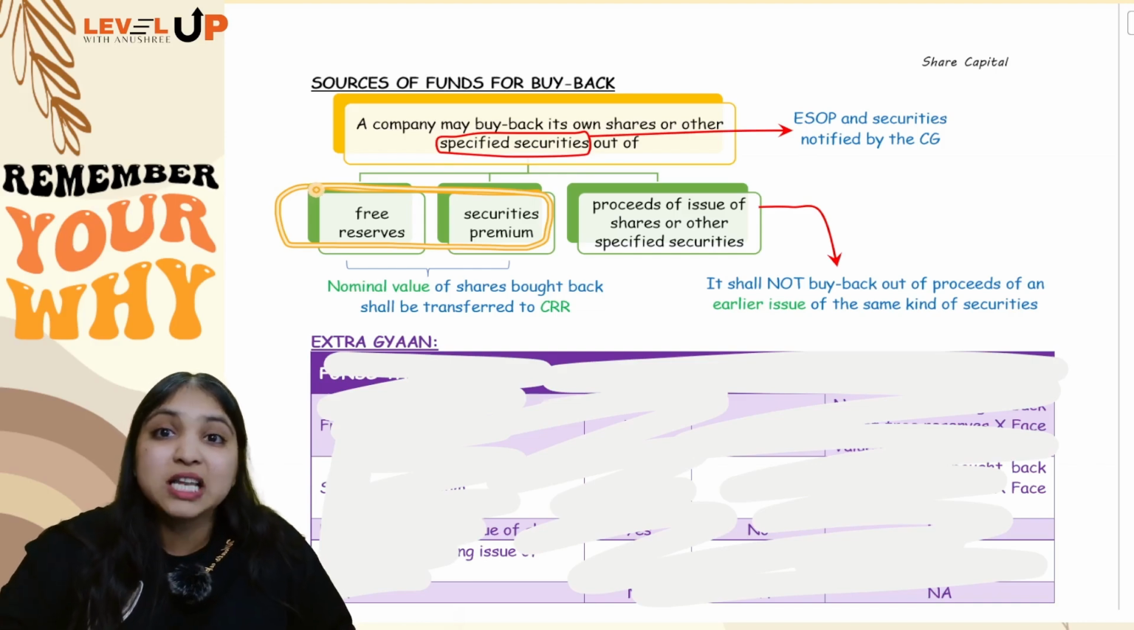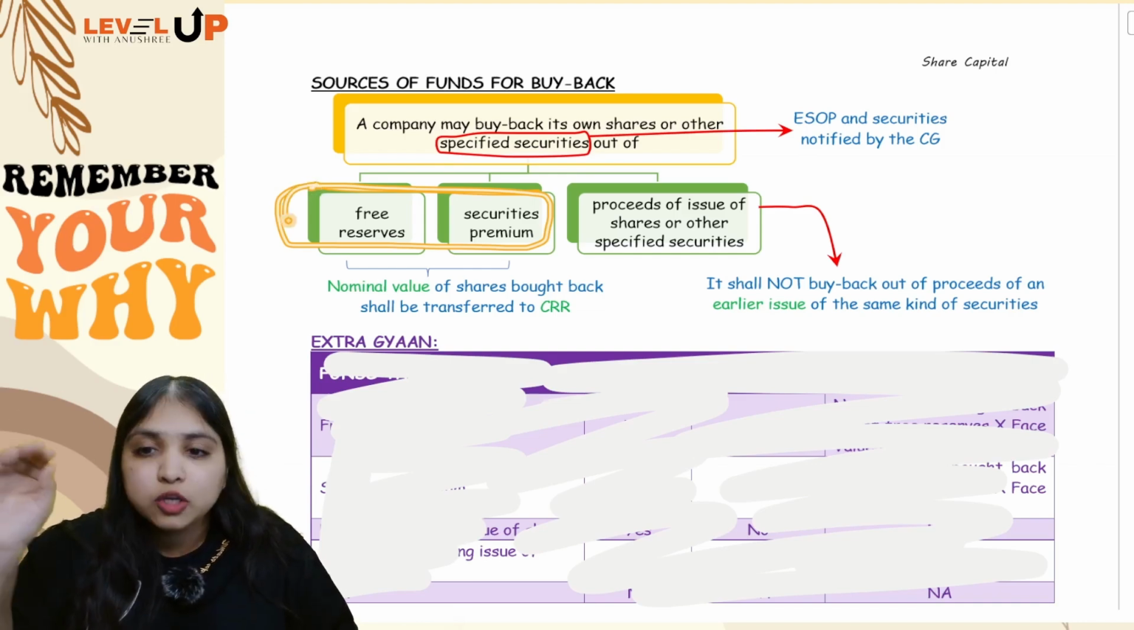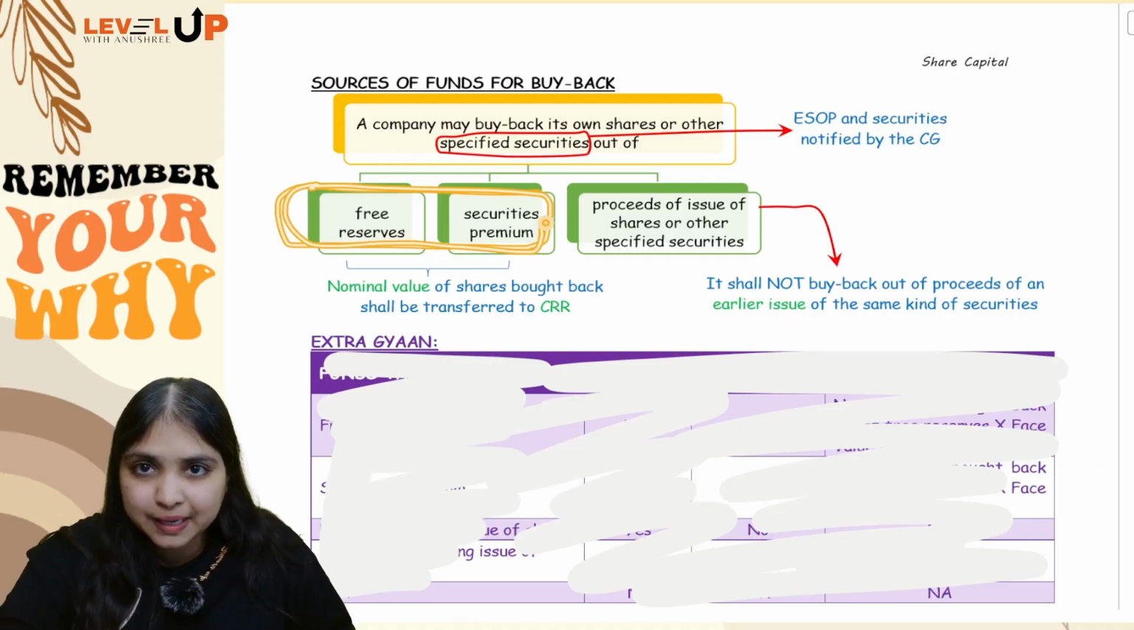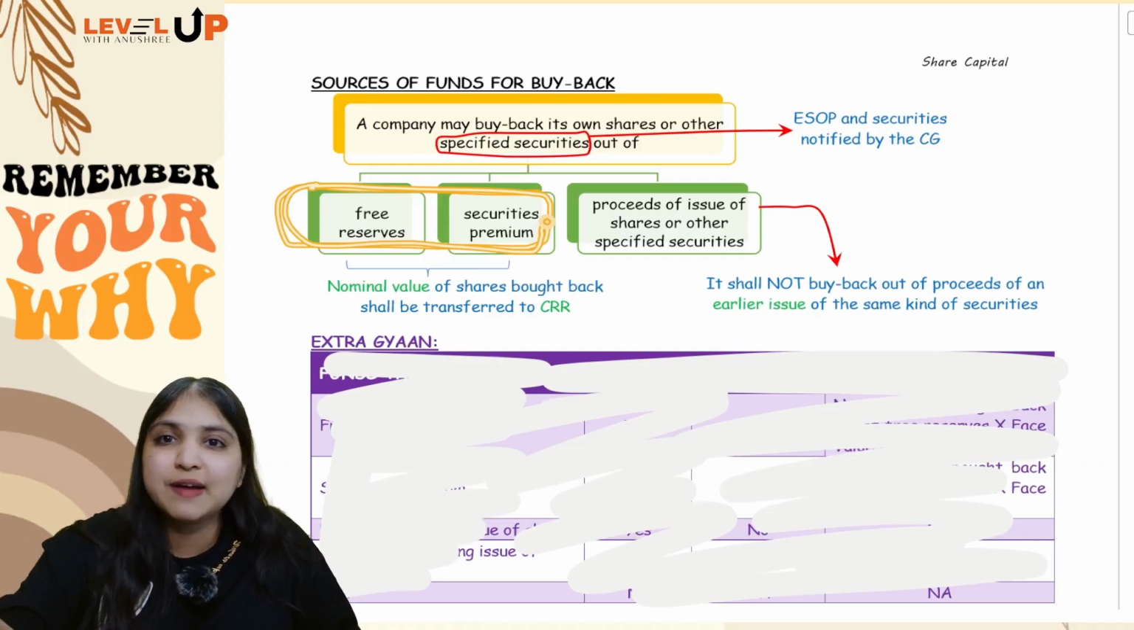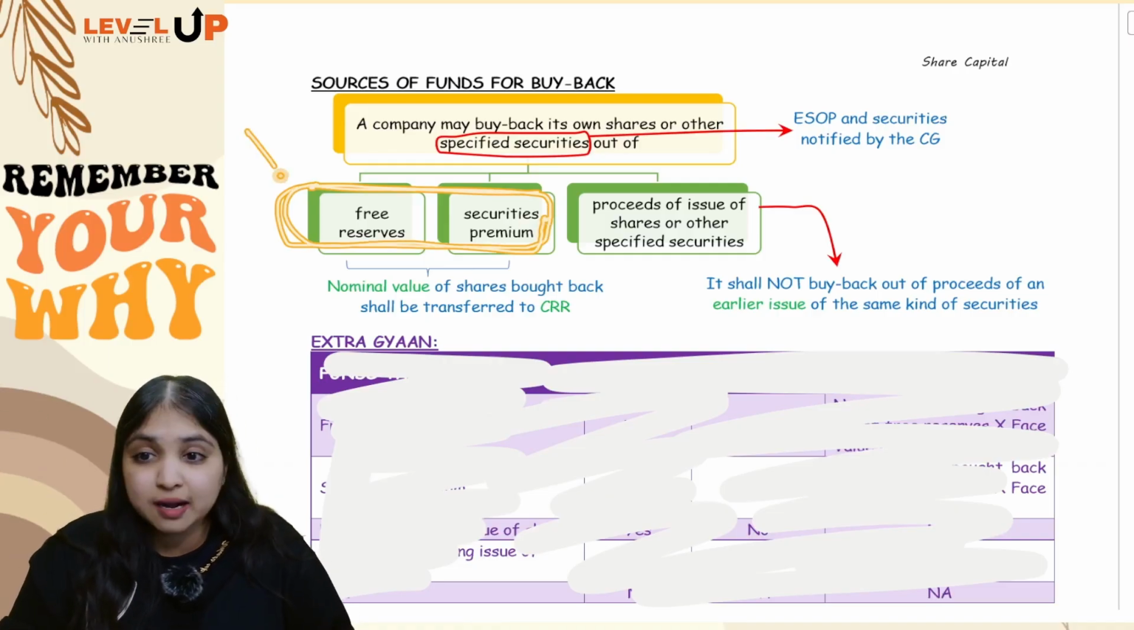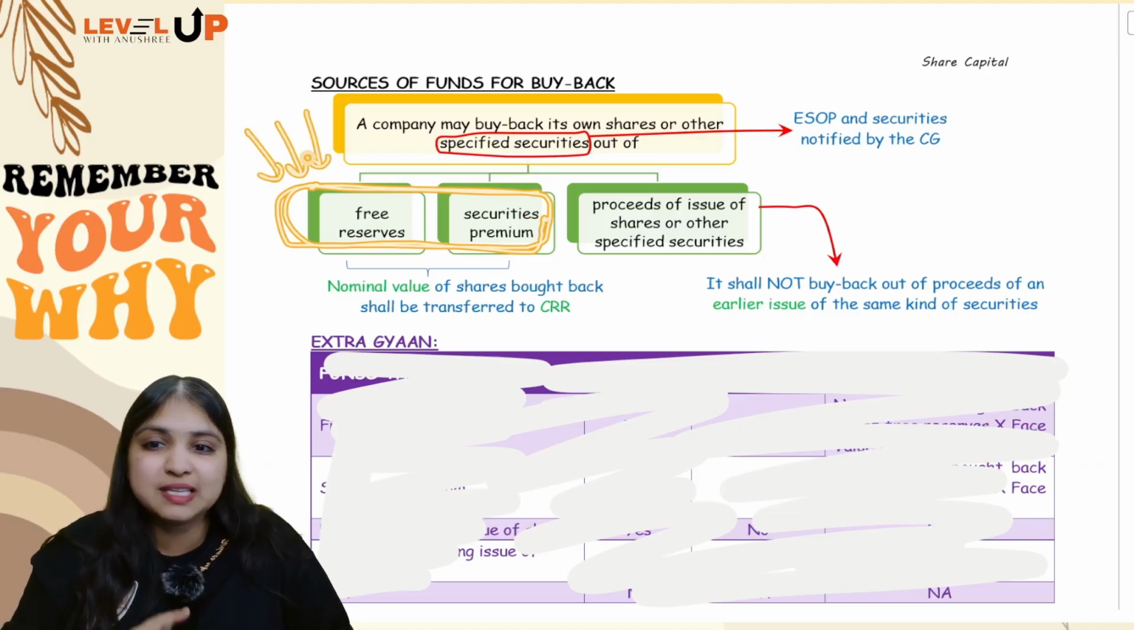I am not saying transfer that much money into CRR. No. Using that much money, how many shares company bought back? That many shares into face value. That is what will be transferred into CRR. Try to recall the numerical question we did on this point.